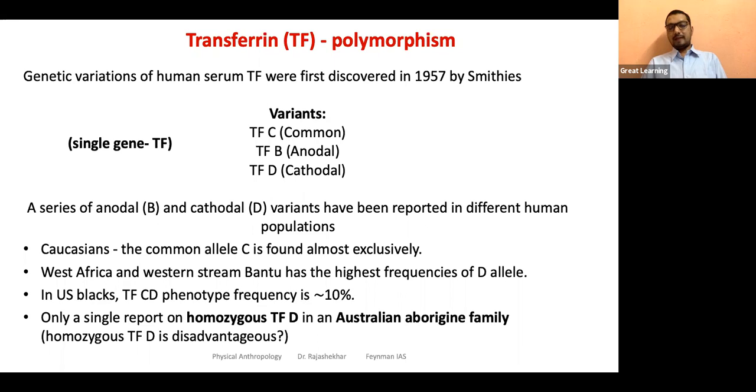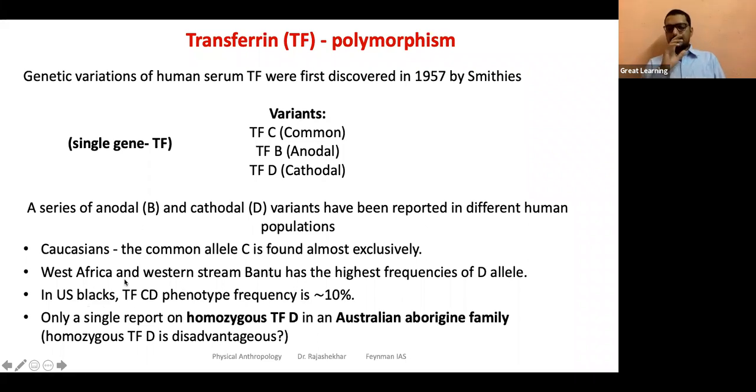And what about blacks in the US then? Logically, what do you think will be more common in the blacks found in the US? If Caucasians have more of C and Africans have more of D, US blacks will have combinations of both. Intermixing has happened in the US, right? So the CD form would be most common.